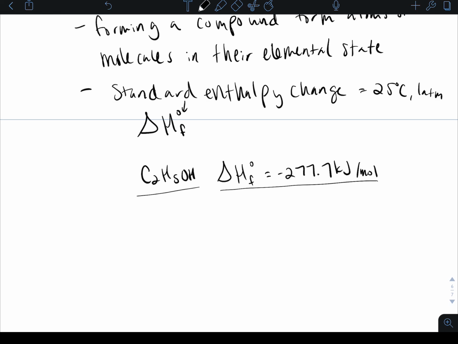So because it's a heat of formation, we're going to form it from the elemental compounds. So we have carbon solid plus hydrogen gas plus oxygen gas. So these three substances, because it's carbon, hydrogen, and oxygen that form it, will form 1 mole of our liquid ethanol.